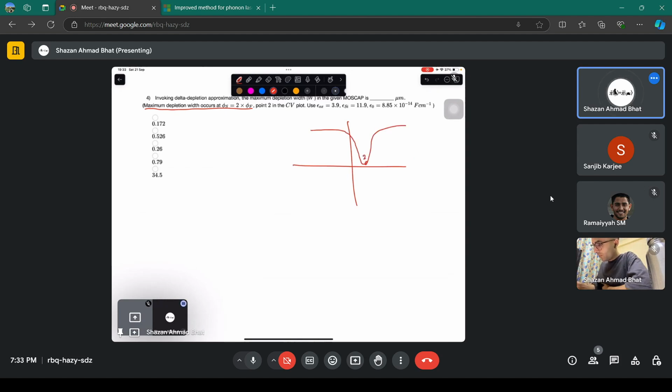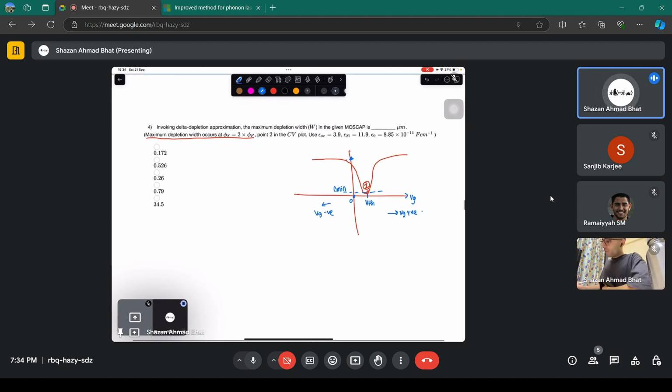So this is point 2. This is the minimum capacitance. This is the max capacitance, which is the accumulation capacitance. So this is the threshold voltage. This is the gate voltage. This is 0. So this is VG negative. This is VG positive. So what do we have to find?